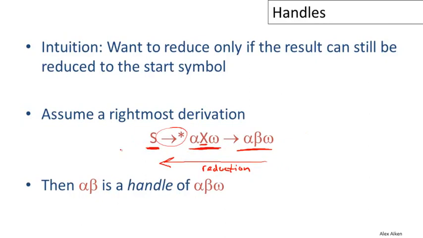Anyway, if this is a rightmost derivation, then we say that alpha beta is a handle of alpha beta omega. And that just means that yes, it would be okay in this situation to reduce beta to x, that we could replace beta by x because it's not a mistake. We can still, by some sequence of moves, get back to the start symbol, by doing more reductions.